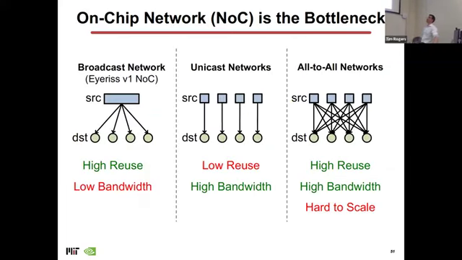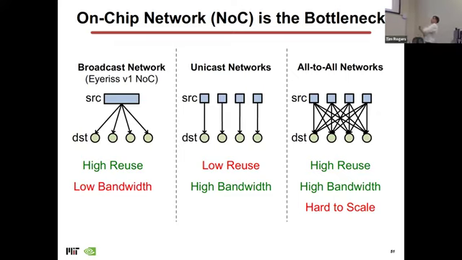for a given layer dimension. And so anyway, the first iteration of their Eyeriss design used basically a broadcast network to share data to the PEs. This is good because it's high reuse, right? You're broadcasting the same data on the same pins, but it's relatively low bandwidth because I can only send that same data. I can't send different data.